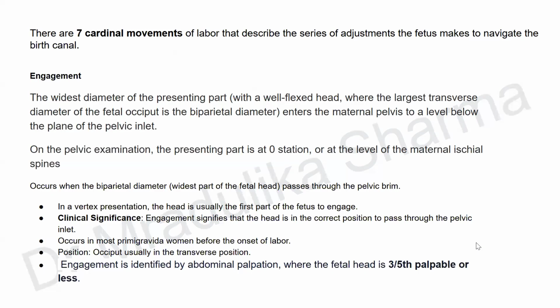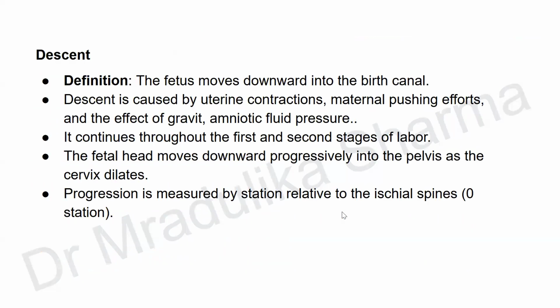Position: here the occiput is usually in a transverse position. As I already told you, the transverse diameter of the inlet is the larger one here. It's around 13 centimeter. And engagement is identified by abdominal palpation, where the fetal head is 3/5 palpable or maybe less.